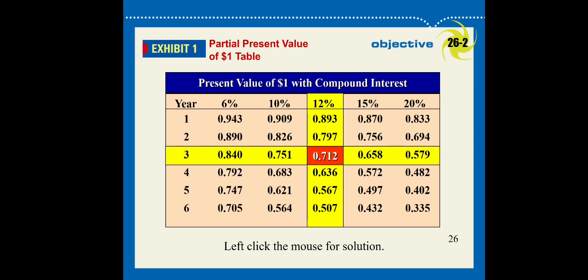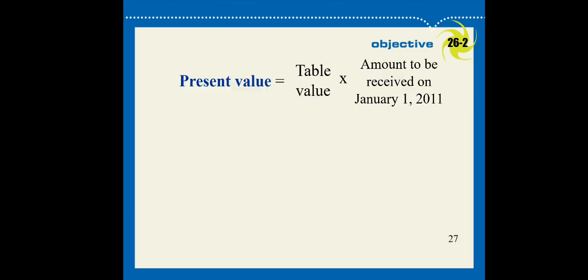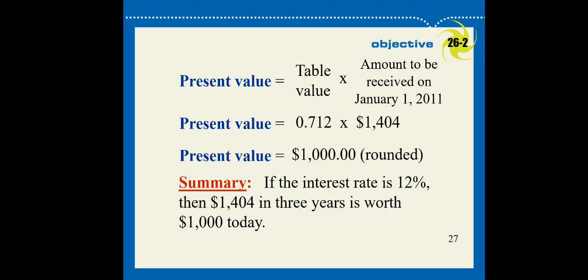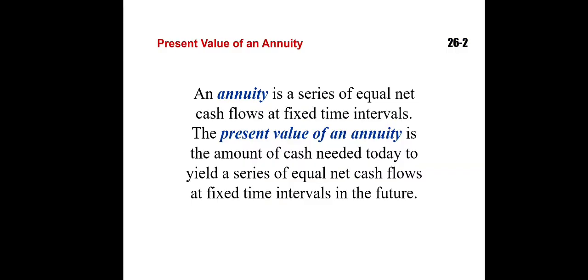Okay, this is the calculation using the present value table. The present value is 1,000. But don't worry about this, maybe it is quite confusing, but I will show you how to use the net present value method, and it is very straightforward. If the interest rate is 12%, then 1,404 in 3 years is worth $1,000 today.